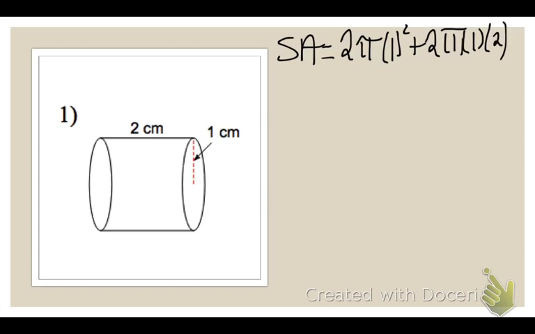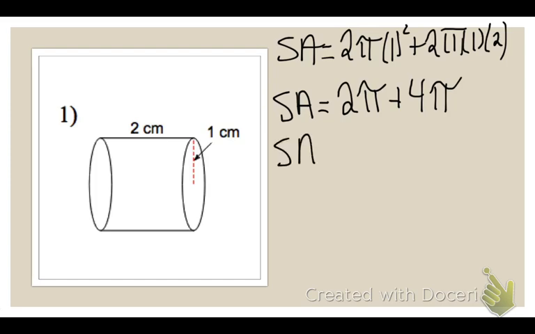2. Now what we do is we would square things, but 1 squared is still 1, so we can skip that step right now. So I would multiply the numbers together. I would get surface area equals 2 pi plus 2 times 1 times 2 is 4, so plus 4 pi. And if I add those together, because they're like terms, I have surface area equals 6 pi centimeters squared, because it's area.